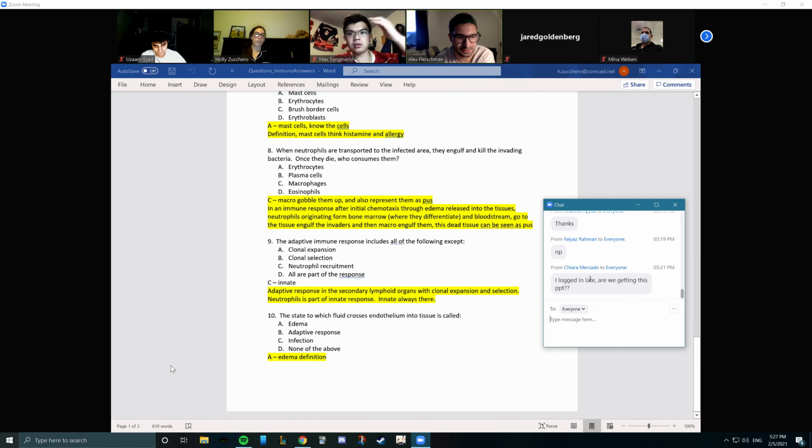Straight definition on this one. The adaptive immune response includes all the following except... C is part of the innate immune response. Even those simple questions are important. Know the difference between innate and adaptive. Chapter 1 stuff through and through.